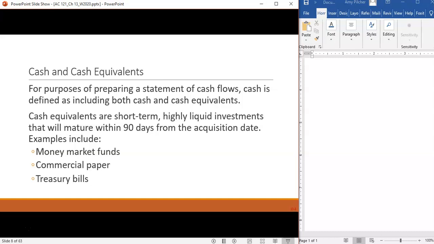When we talk about cash and cash equivalents, we go back several chapters to when we introduced cash and cash equivalents. These are short-term, highly liquid investments. They normally mature less than 90 days from the acquisition date. They can include a wide variety of things, but they're investments that we make to earn interest on our cash instead of just having our cash sit in a bank account.